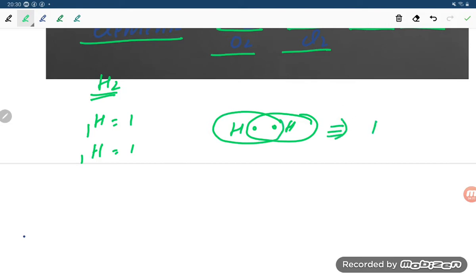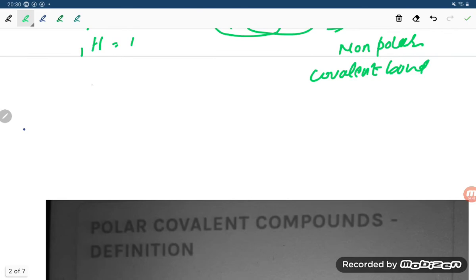So what we can say, student, is H-H. Both electrons are in the center, so no positive or negative charge is developed. So this is non-polar. This is a non-polar covalent bond, right, student? Non-polar covalent bond. If you talk about the O2 molecule, student, what does oxygen have?